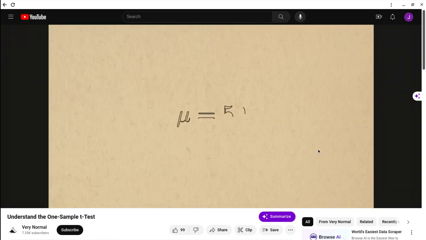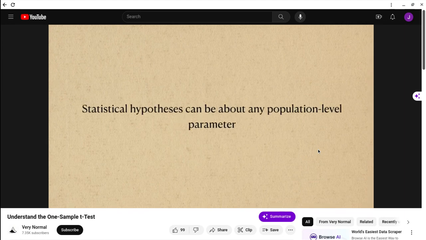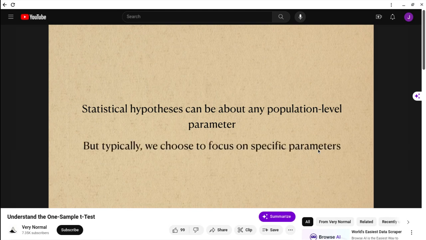When you see this, we translate this into a hypothesis about the population mean being equal to 50. Statistical hypotheses can be about any population parameter, including the variance. But for this video, we'll focus on the mean.